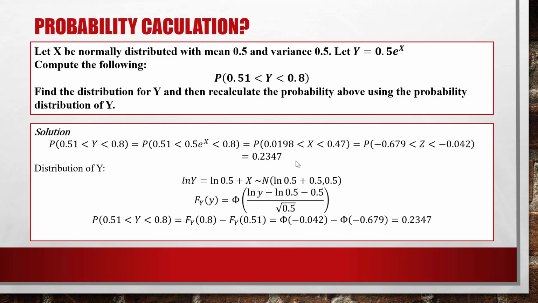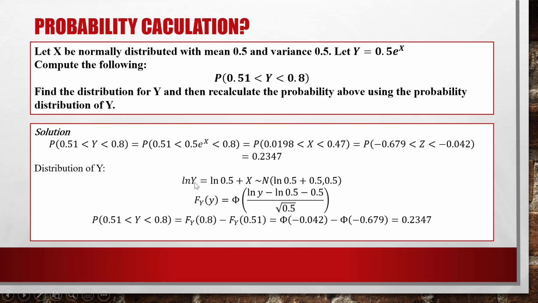Now we are going to construct the distribution for y, then recalculate the probability using the probability distribution of y. Here we see that y is equal to 0.5 e to the x. So if we take the natural log of both sides, remember, the natural log function is the inverse function of the exponential function. So that is the reason why we have to take the natural log of both sides.